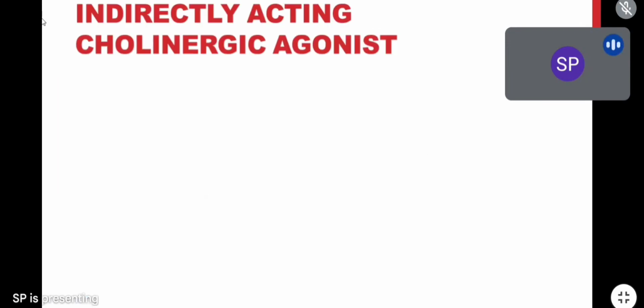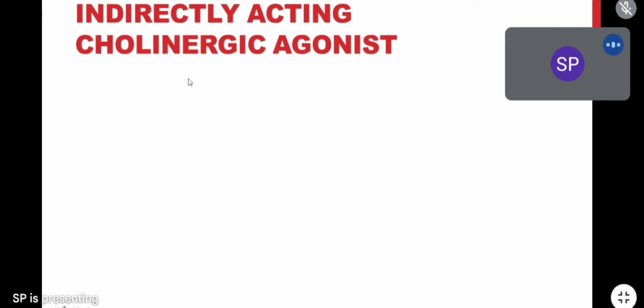In yesterday's class, we discussed the cholinergic agonist drugs, which act directly on the muscarinic and nicotinic receptors. So in today's class, we'll discuss the cholinergic agonist drugs. This is the second part of cholinergic agonists. In autonomic pharmacology, this is the third part.